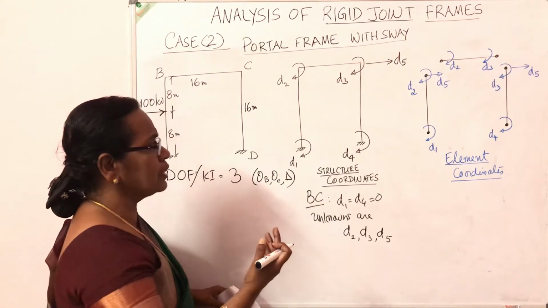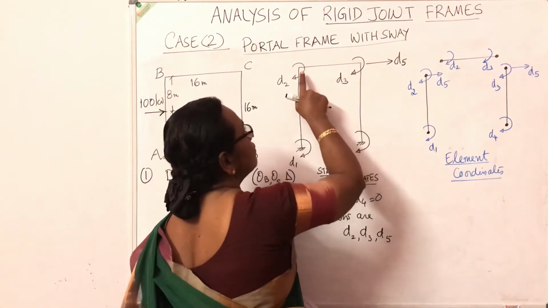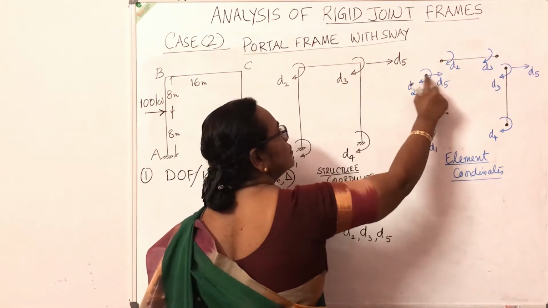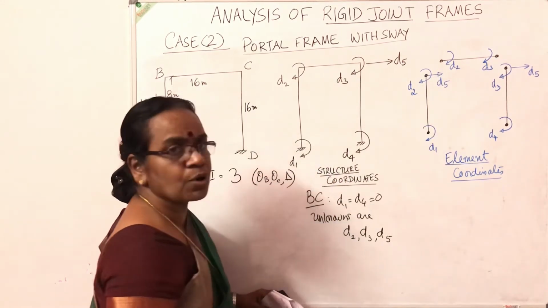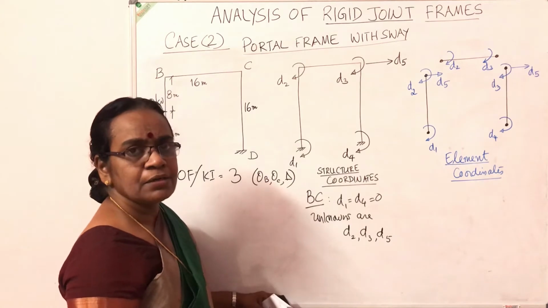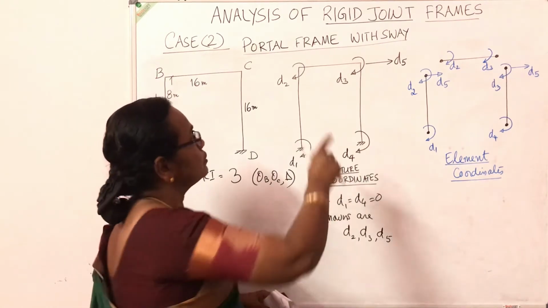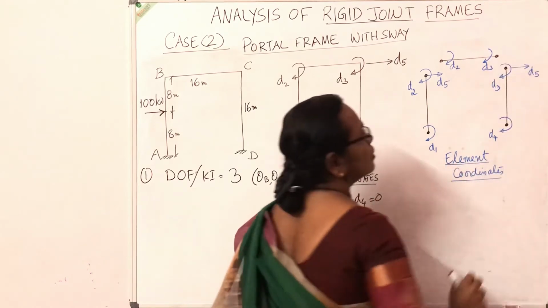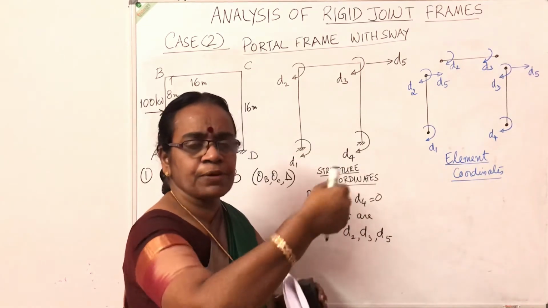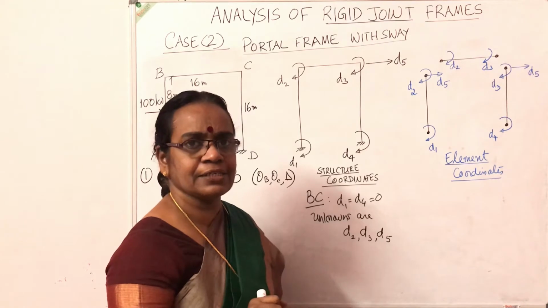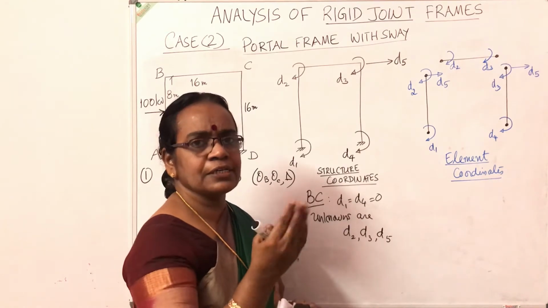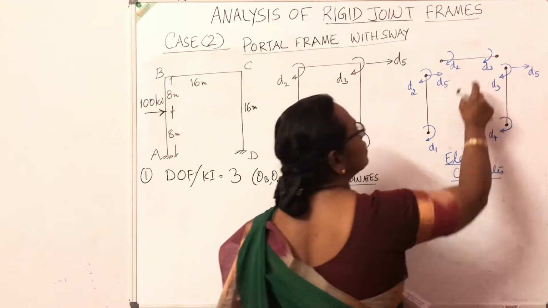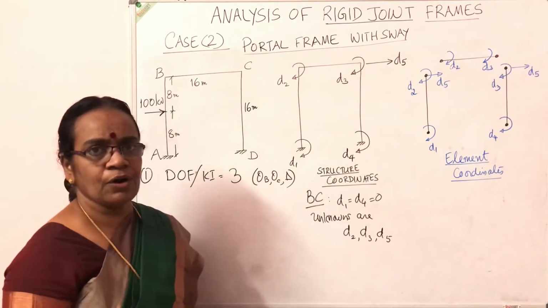Now you split up into elements. So the first element is having D1, D2 as well as the displacement D5. So the coordinates for the first element AB are 1, 2, 5. For the second element it is actually 2, 3 and 5. But since the axial deformation of beams is neglected, we don't consider that D5. We consider it as an element with rotational coordinates 2 and 3 alone.